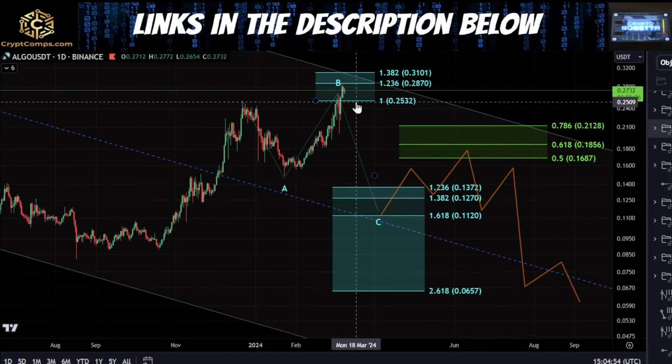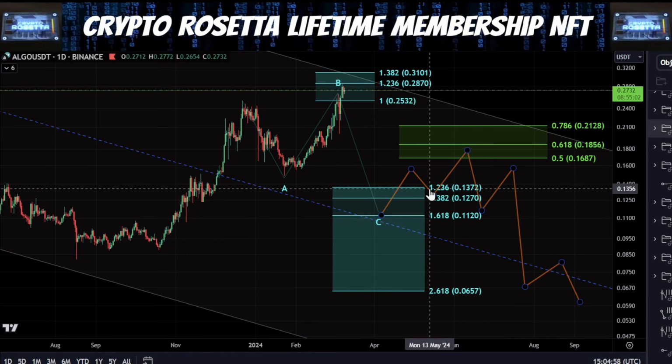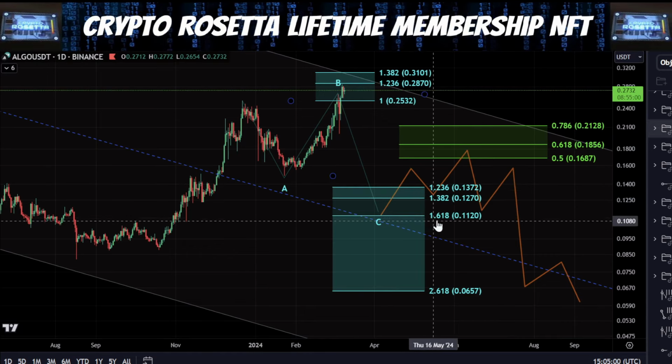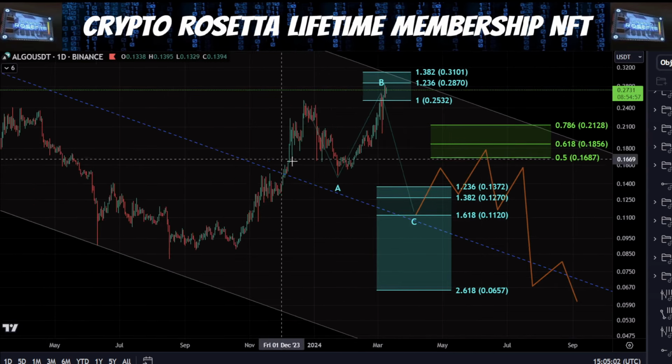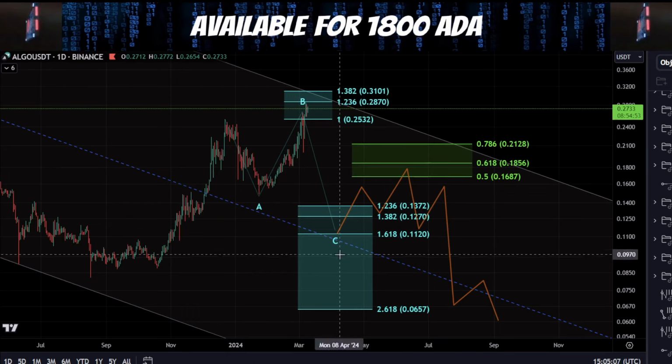If however we start to break down here, and we start to see price looking to fall down towards this zone of this 1236 to this 1618 area, which would align quite nicely with a retest of the center of this channel, I'm going to be watching the next move to the upside.